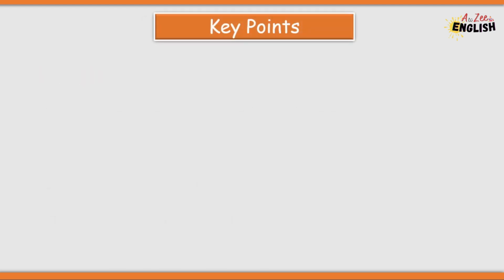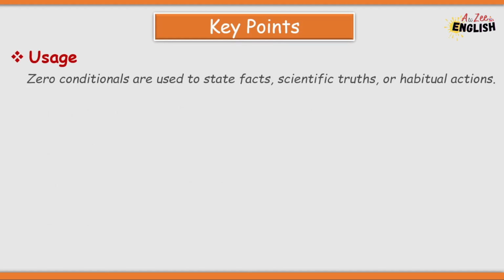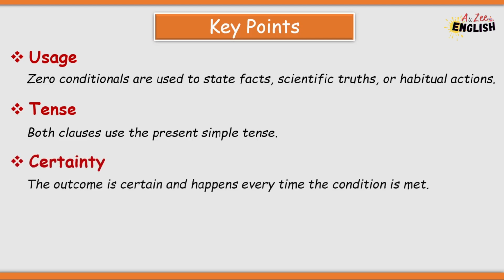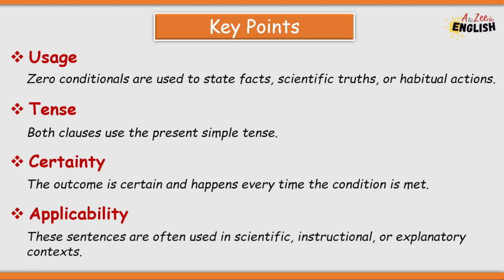Some key points of zero conditionals. The first one is usage. Zero conditionals are used to state facts, scientific truths, or habitual actions. We discussed it in the previous examples. Tense. Both clauses use the present simple tense. Certainty. The outcome is certain and happens every time the condition is met. Applicability. These sentences are often used in scientific, instructional, or explanatory contexts.